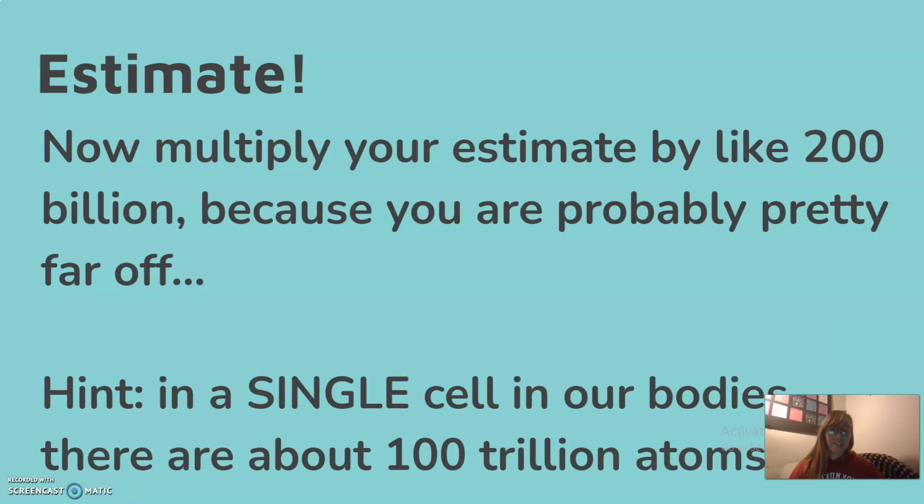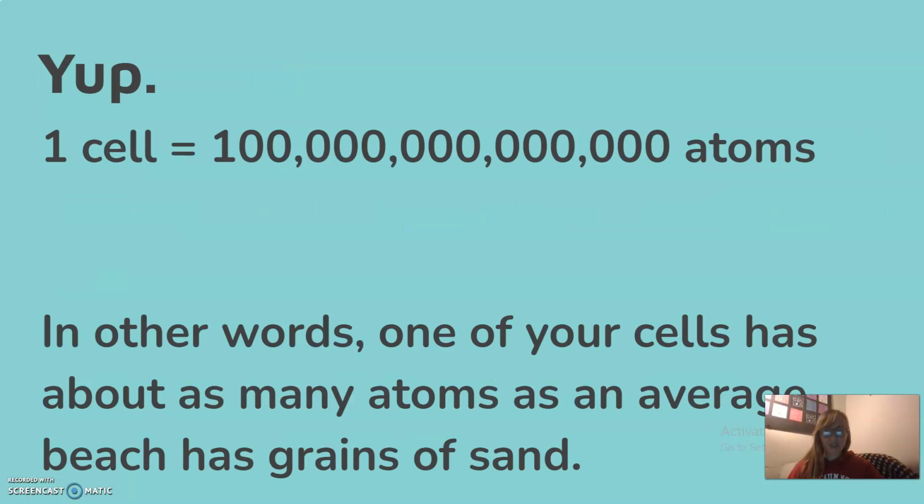So one hint here is that in a single cell of our bodies, there are 100 trillion atoms in just one cell. So I just want to put all those zeros in front of you. So one cell, 100 trillion atoms, which is, in other words, we can say the number of atoms in one of your cells is about how many grains of sand are at your average beach.